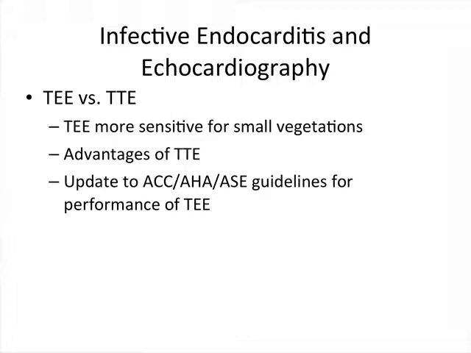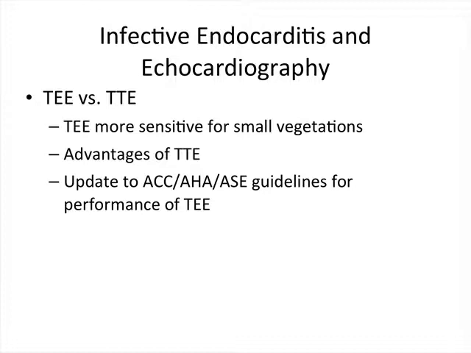TTE imaging is inadequate in 20 to 40% of adults, often due to obesity, pulmonary disease, and chest wall deformity, which can cause a reduced image quality. TEE is better for left-sided lesions and to further evaluate a less than clear image picked up from TTE. The sensitivity of TEE to detect endocarditis is close to 100% for native heart valves.